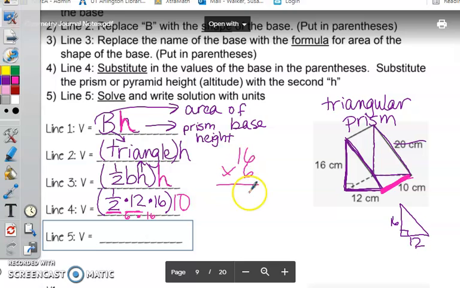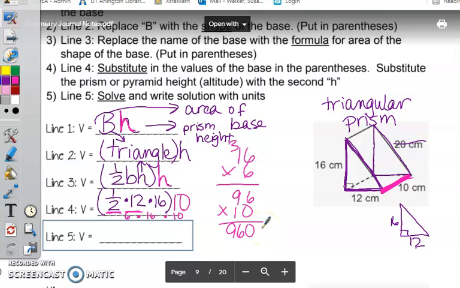6 times 6, 36. 6 times 1, 6 plus 3 is 9. I wish I'd given myself more room for this. 96, and then I still have to multiply by 10. And hopefully, you know, when we multiply by 10, we add a 0, we'll move that decimal 1 time.